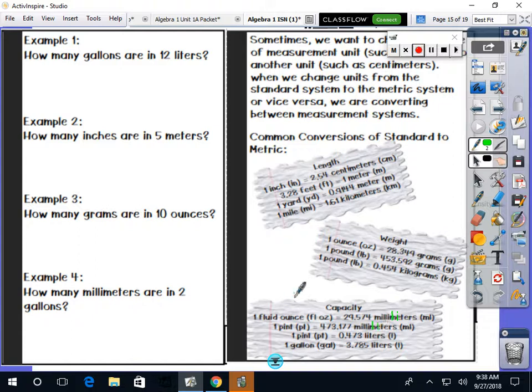Okay, example 1. How many gallons are in 12 liters? So what would we need to start our conversion chain with? Right, no, not gallons, liters, right? Because that's what we're given. We're trying to take it to gallons. So 12 liters. And we do it just like always. Since liters is in the top, now it goes in the bottom. And what do we know about liters and gallons, Grant?